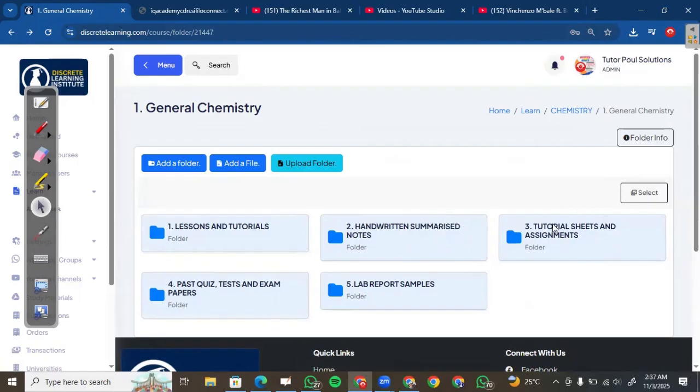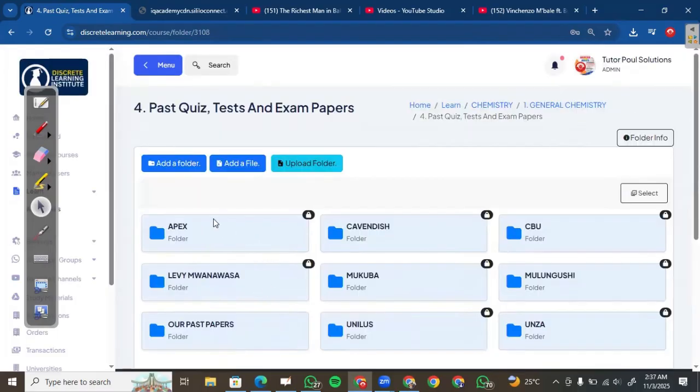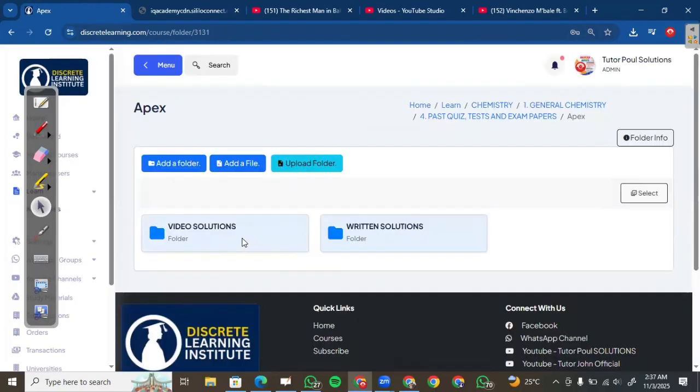And then here we have the tutorial sheets. There we have the past papers. Here we have the lab report samples. If you want to check out the past papers, you open this folder and then you go to your university. For example, if I'm at Apex, I'll go in the Apex folder, and then I'll go to the video solutions there.